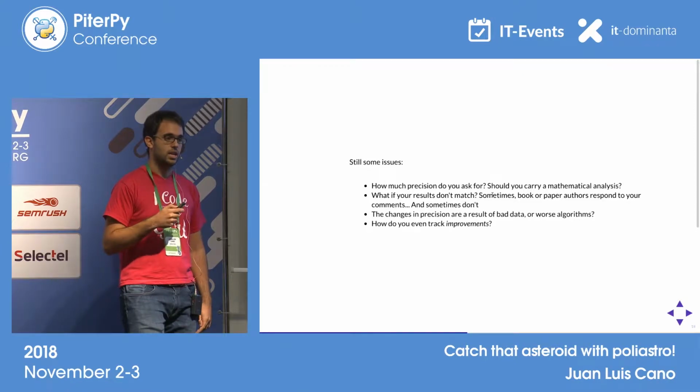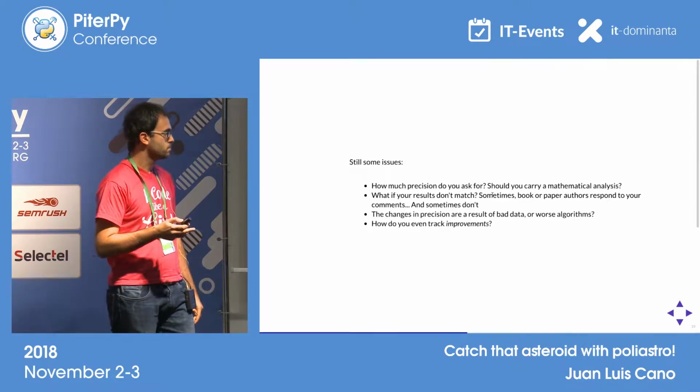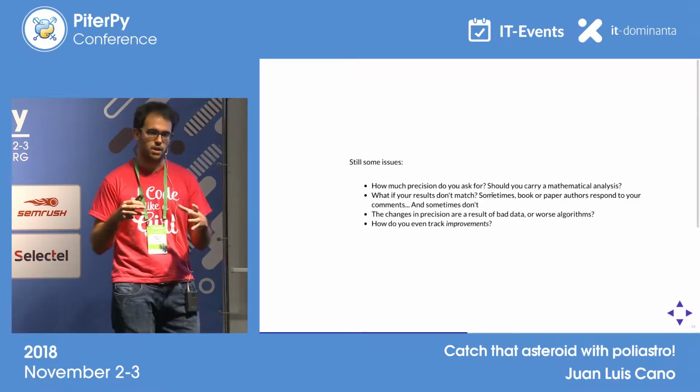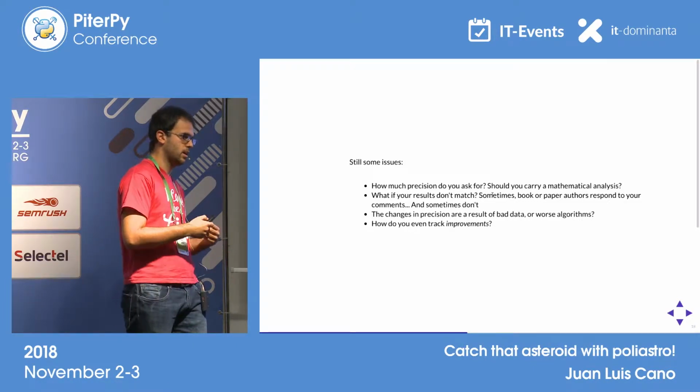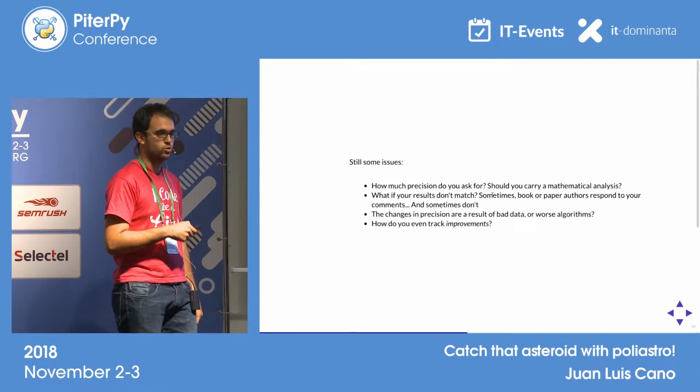Then, if the precision changes, it's because I'm having bad data, or because I have broken my algorithms in some way. And also, how do you track improvements?